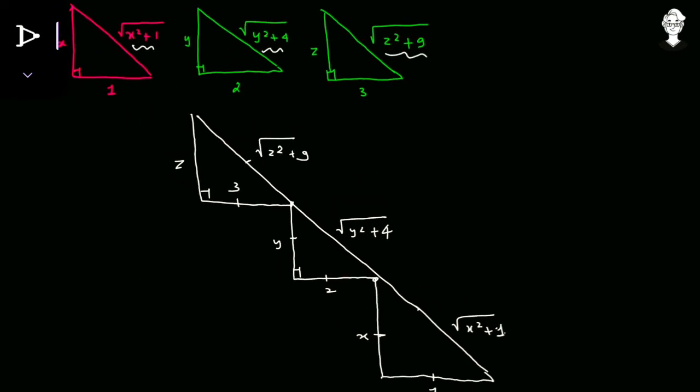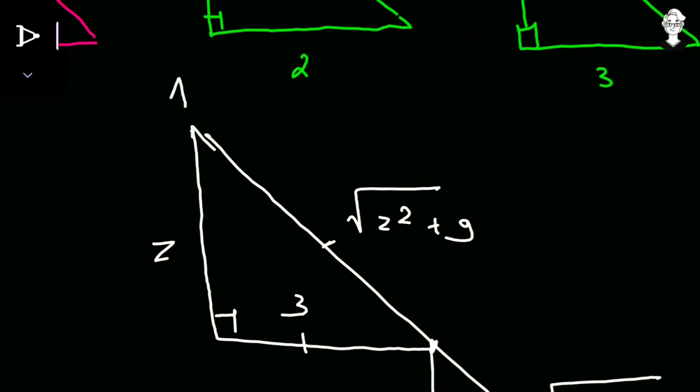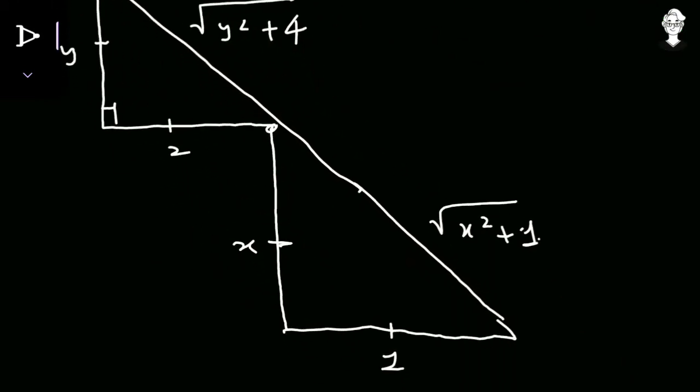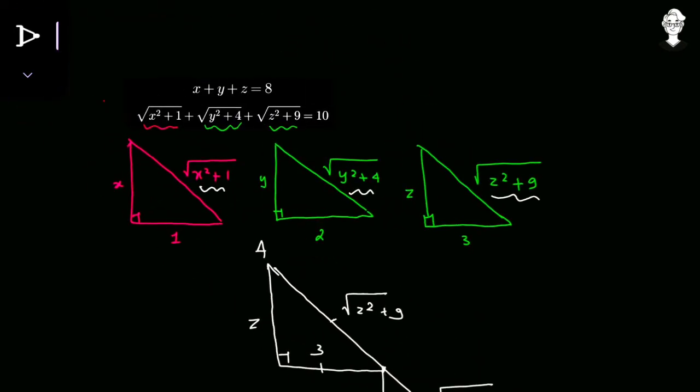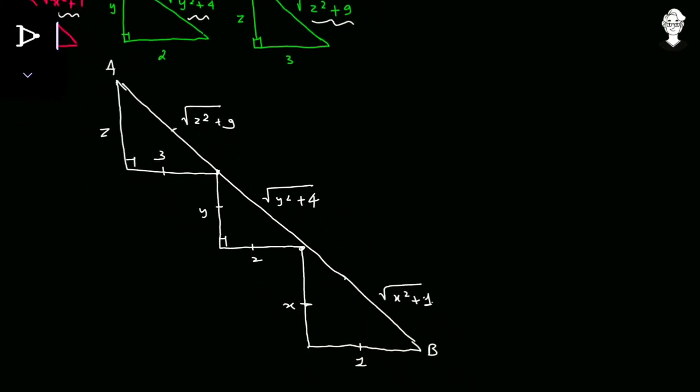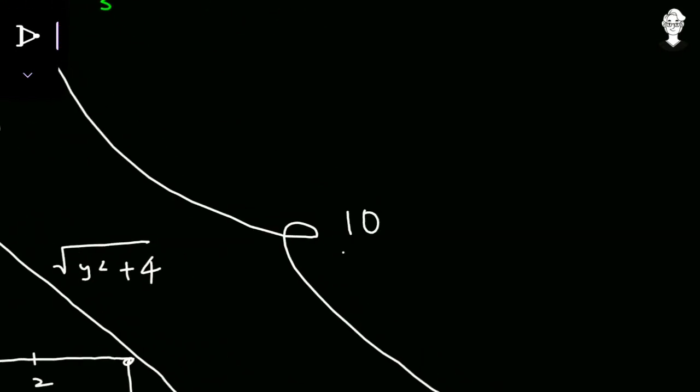So we can find the length of this total line, let us name it AB. We can just find the length of this total AB. It's already given that the sum of these three is equal to 10. So we can say that AB, from here to here, is equal to 10.